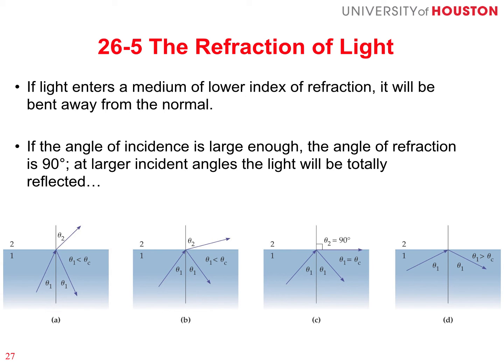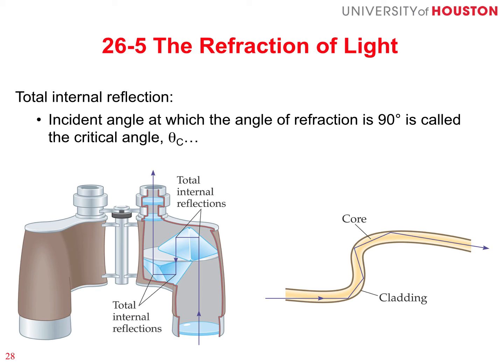and then if we increase the angle even more to get to the example of D, we find that none of the light is refracted and all of it is reflected. This we refer to as total internal reflection. If one tries to calculate the refracted angle from Snell's law, one gets an imaginary number. We refer to the incident angle that corresponds to a refracted angle of 90 degrees as the critical angle theta c.